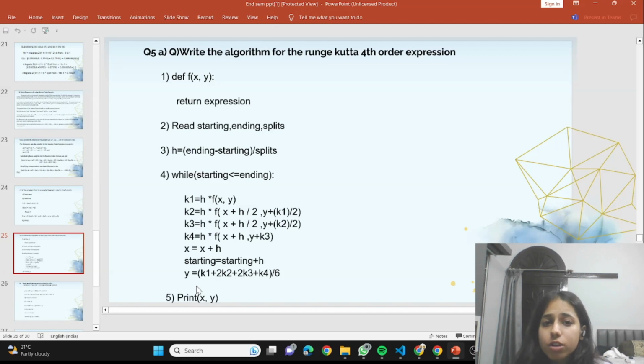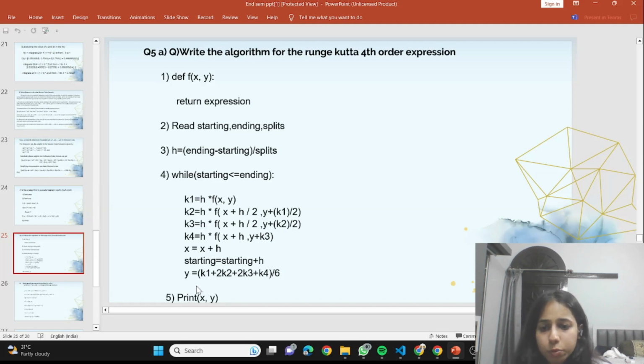Now question number 5th is, first question: write the algorithm for the Runge-Kutta fourth order expression. Define f of x comma y. Return expression. Read starting, ending, splits. h is equal to ending minus starting upon splits. While starting is less than or equal to ending.